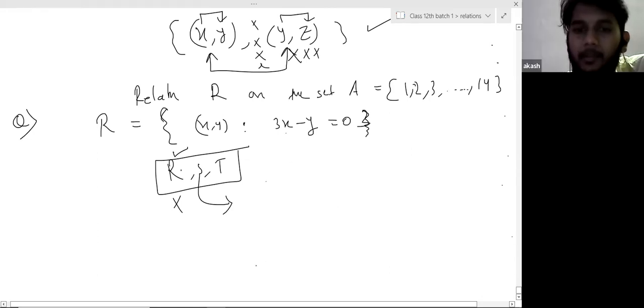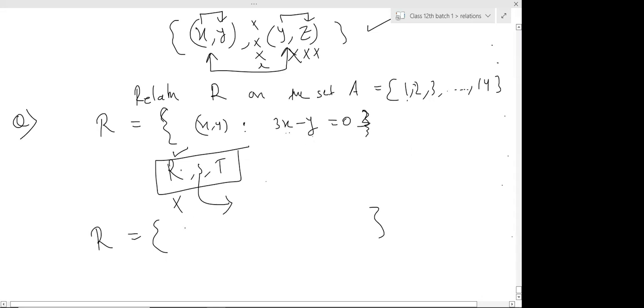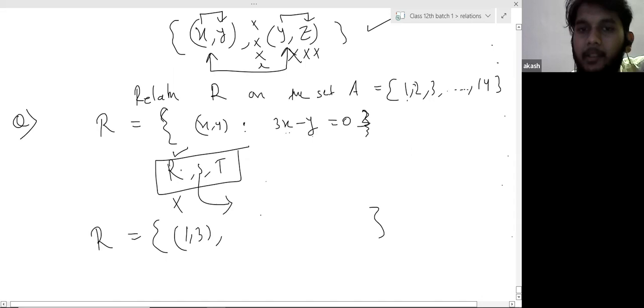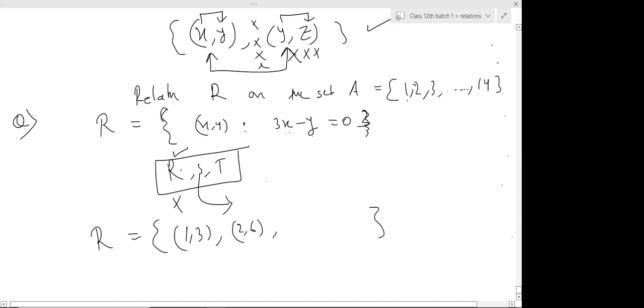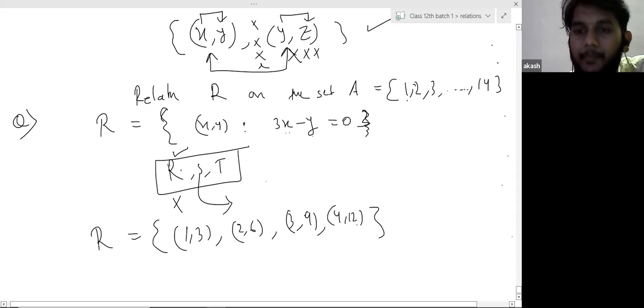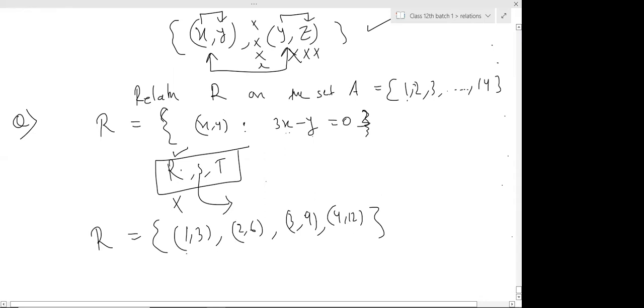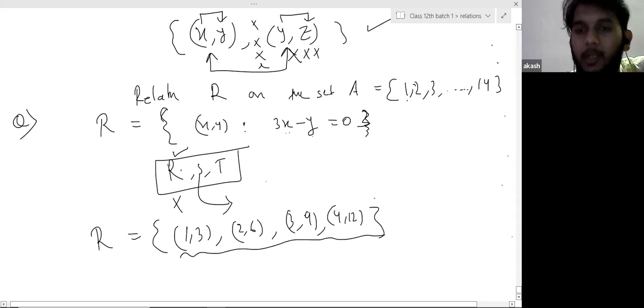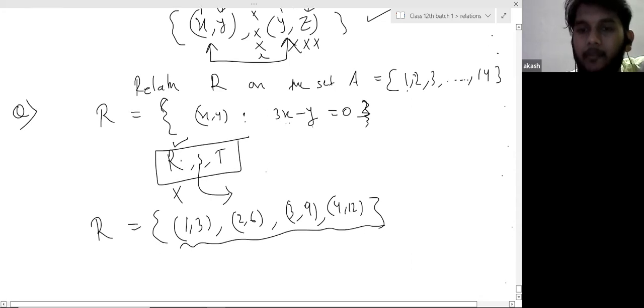Right. But Ronaldo, we don't say it like that, right? We can write the elements belonging to R. Like Kulsum said, let's start with 1. If we put 1 here, then what will be the value of y? 1, 3. Then what will be the next element? 2, 6, and 3, 9, and 4, 12. Any other element? No, sir. So we can say that all of these elements belong to R. Now you can check from here.